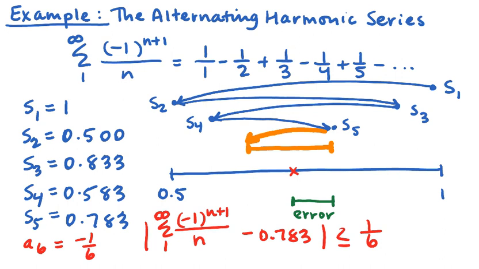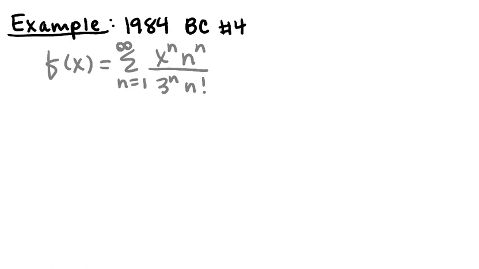All right, now for some other examples. Here we've got 1984 BC number 4. And it's defining this function f of x in terms of some sort of infinite series. And this infinite series has got objects that we have not seen yet. It's got an n factorial, it's got an n to the n, and at first I was considering not including this in the examples today, but I actually do like it because it kind of goes to show you that it doesn't really matter as far as the error bound goes what kind of crazy stuff you've got in your series. So the first prompt, in part A, says find the radius of convergence of this series.